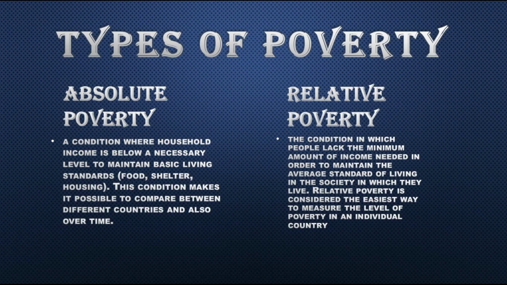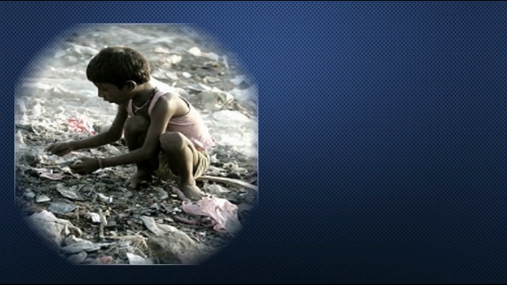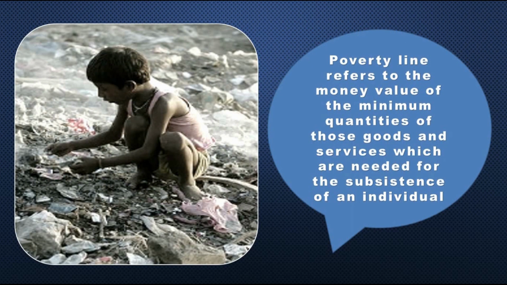Relative poverty is considered the easiest way to measure the level of poverty in an individual country. Now we are going to learn about a poverty line, which refers to the money value of the minimum quantities of those goods and services which are needed for the subsistence of an individual.